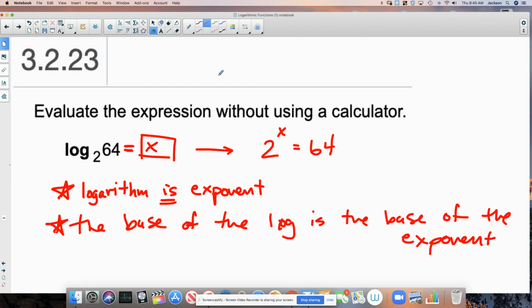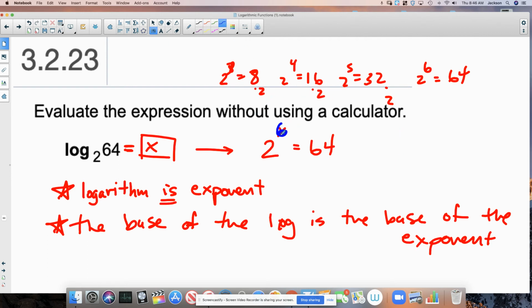So we know you should know your first few powers of 2. You should know that 2 cubed is 8, which means 2 to the 4th is 16, which means 2 to the 5th is 32, right? I just keep multiplying by 2 here. 8 times 2 is 16, 16 times 2 is 32. If I multiply this times 2 again, that'd be the 6th power, which is 64. So this number is a 6, right? Which means the value of this logarithm is a 6.